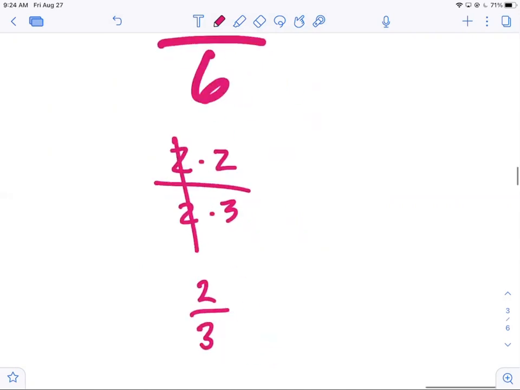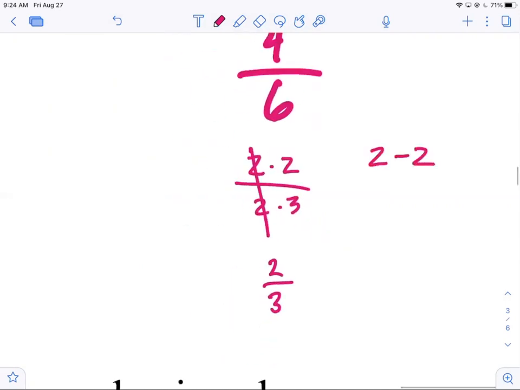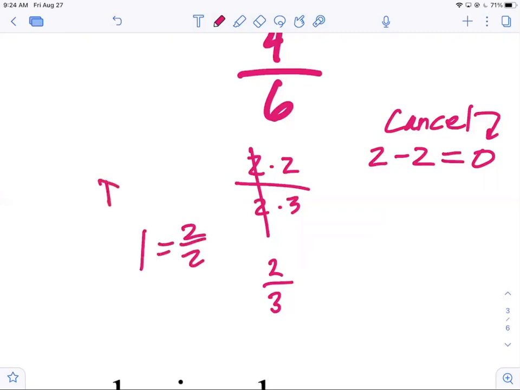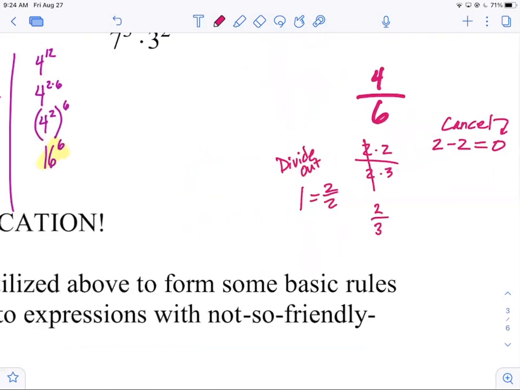Let's talk about canceling. 2 minus 2. Those cancel to give you 0. Okay? Things cancel to give you 0. Okay? Things divide out to give you 1. Very important. So we can divide out common factors.